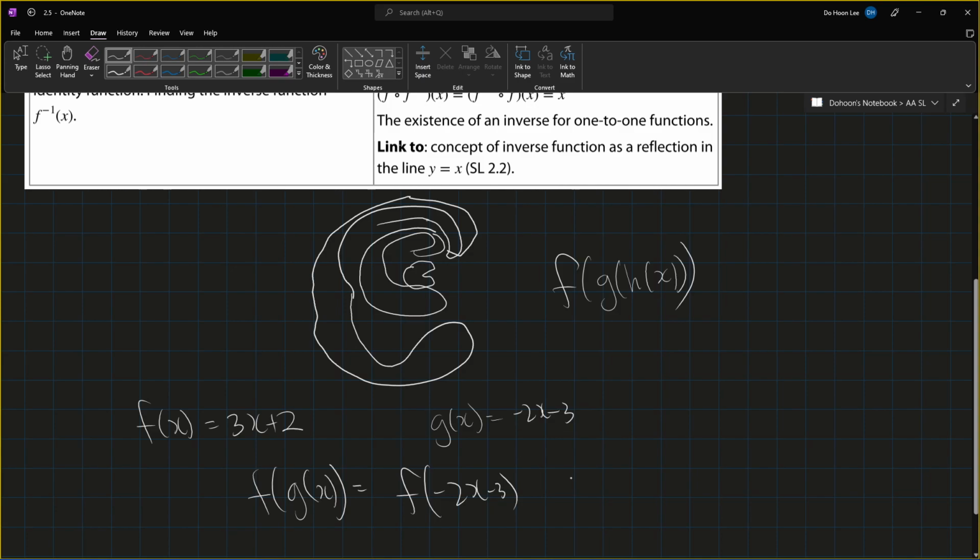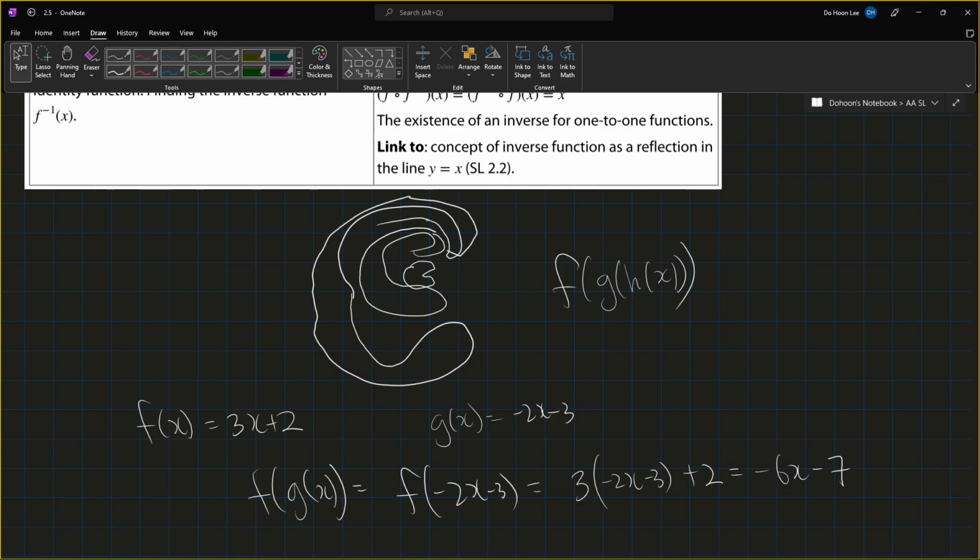And in the place of where x was for f of x, we put in the negative 2x minus 3. Therefore, it becomes 3 times negative 2x minus 3, plus 2, which in turn is negative 6x minus 7. Straightforward, right? Even with more complicated situations, the process is still the same.